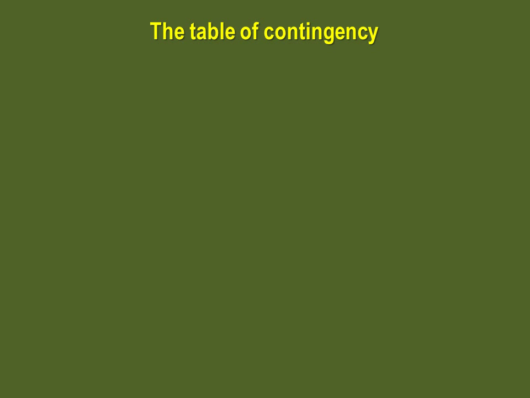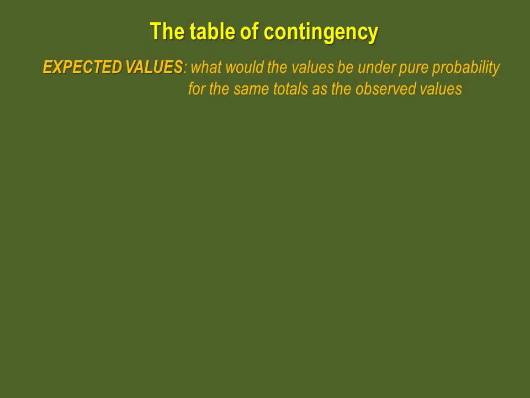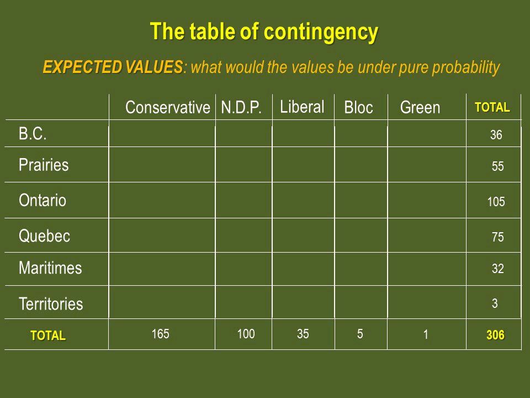But the chi-square statistic tells us how far away our actual observed values are from what would be expected to happen if the situation was only controlled by pure probability and giving us the same totals. We must find what these expected values would be. The idea behind finding expected values is proportions, or using the rule of 3.